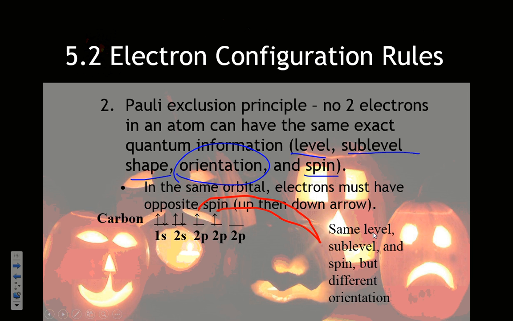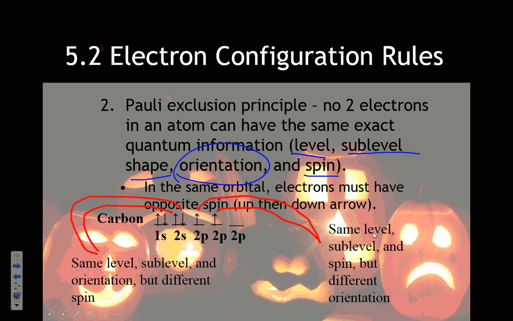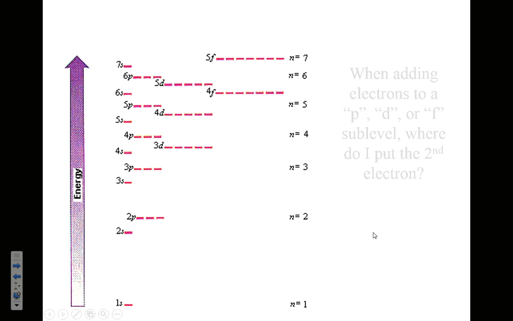Now, if we look at those 2 electrons, they're in the same level, the second. They're in the same orbital, shape, and orientation, but they have opposite spins. So fundamentally, the Pauli exclusion principle comes down to this: when we put 2 electrons in one orbital, it's an up arrow, down arrow. That's really all Pauli exclusion says.